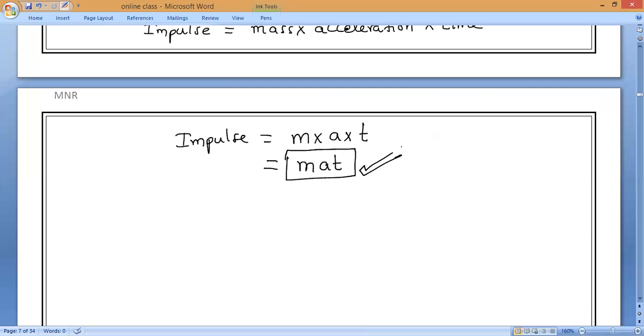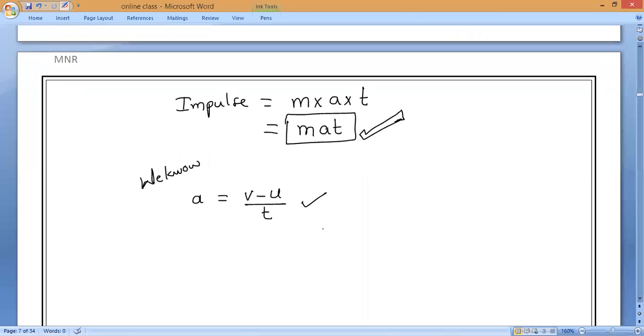Everybody, are you ready? Shall we simplify this formula? You people can simplify very easily. We know acceleration. Acceleration is equal to, what is the formula? Final velocity minus initial velocity divided by time period. Is it right or wrong? Now, let me imagine this is equation number 1 and this is equation number 2.